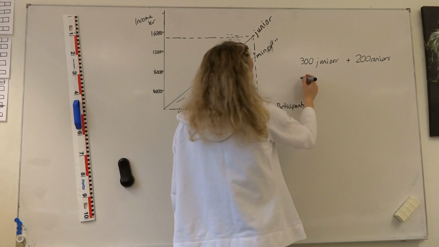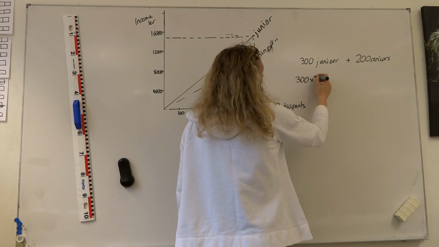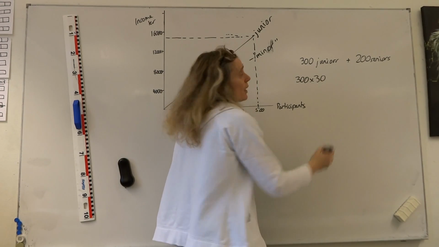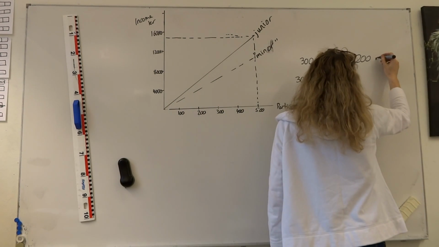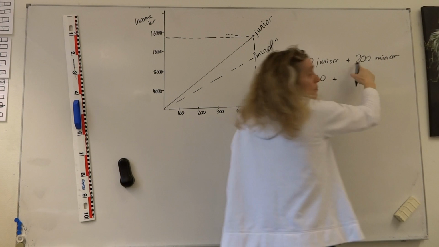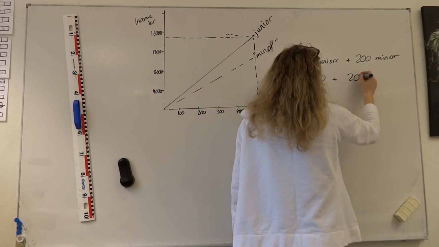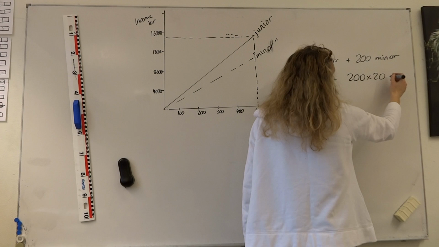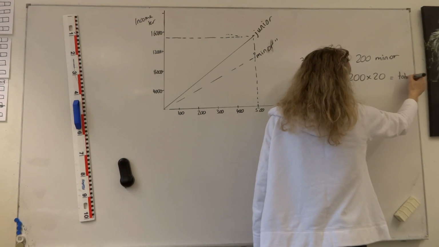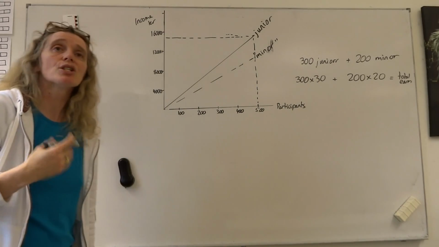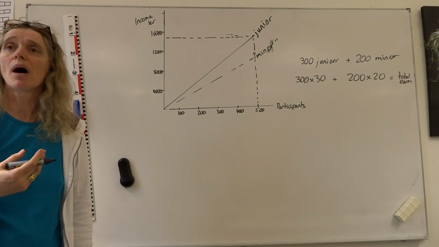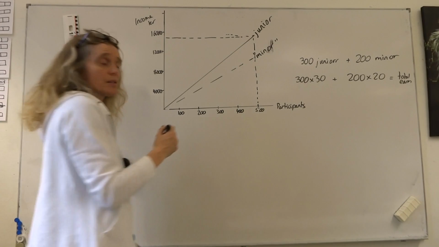Well, for every junior we'd have 300 times 30 kroners. And for every minor that we had, we'd have 200 minors and we'd get 20 kroners. And that would be the total that we would earn. But we actually don't know how many juniors and how many minors we have. So we have to put it in terms of x and y.